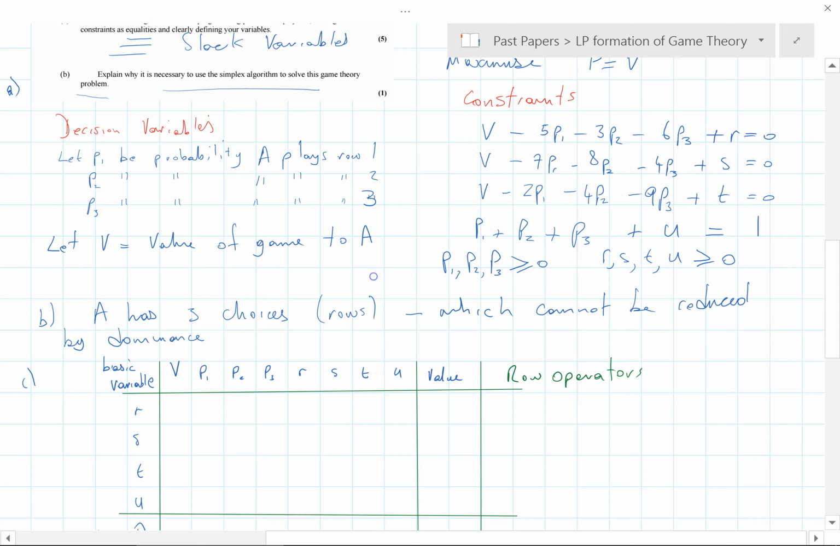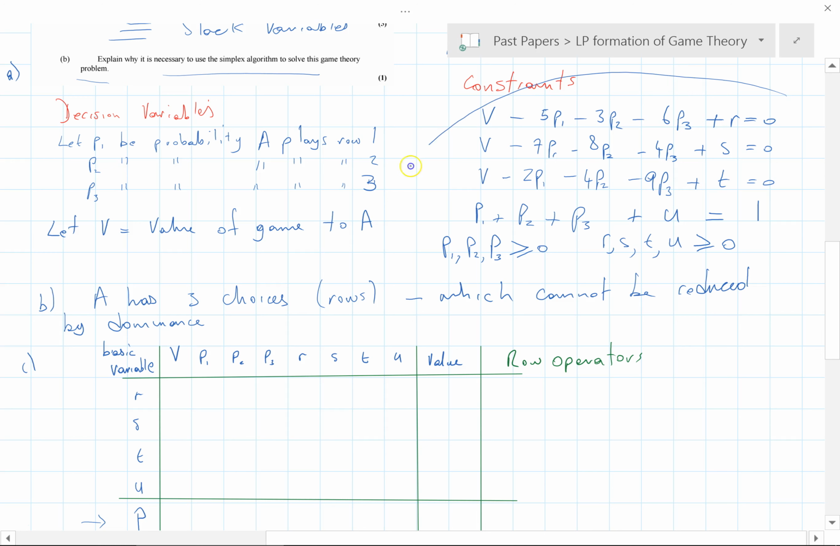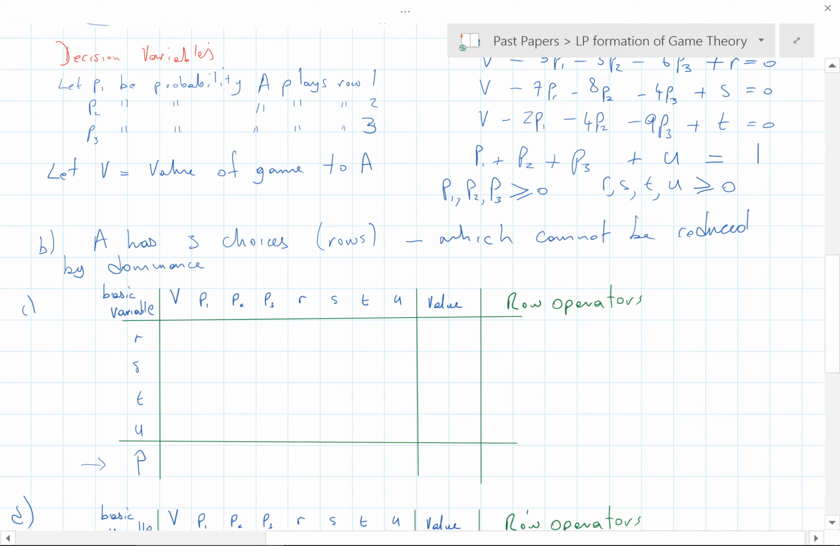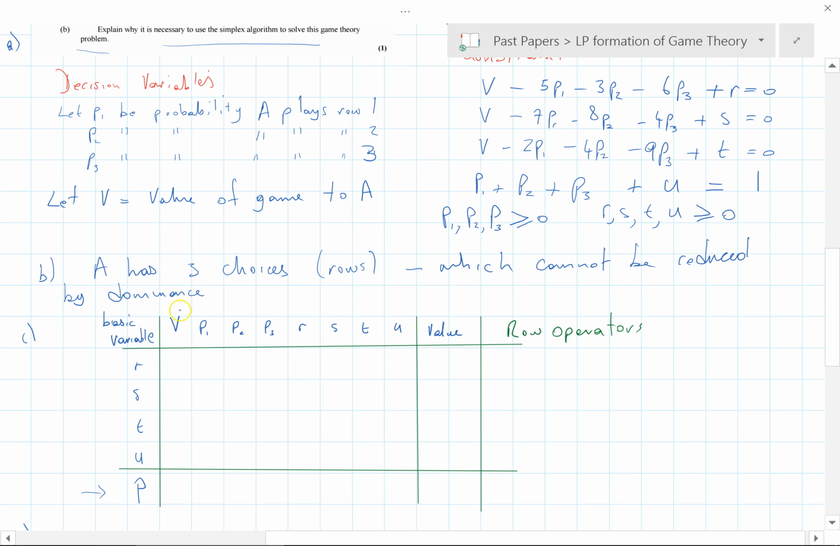Okay, so now we're on part C. We're going to put these numbers into our simplex tableau, and also the P equals V into our Simplex Tableau. So this is how the Tableau is set up. Don't forget to have the V here. We've got R, S, T, U as our slack variables, P1, P2, P3, R, S, T, U as our variables, and value and row operator or theta value.